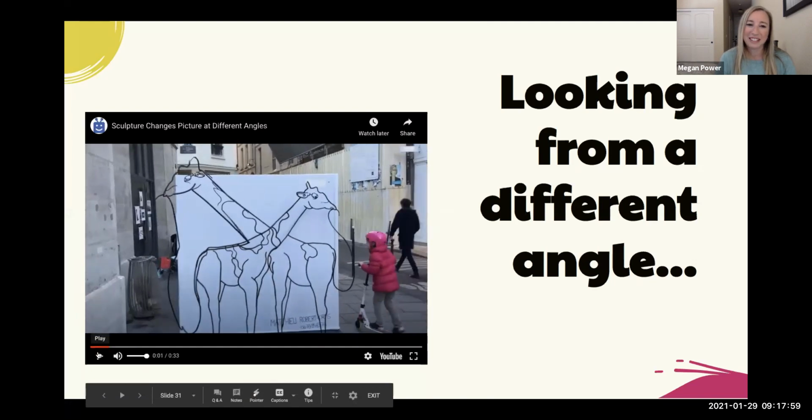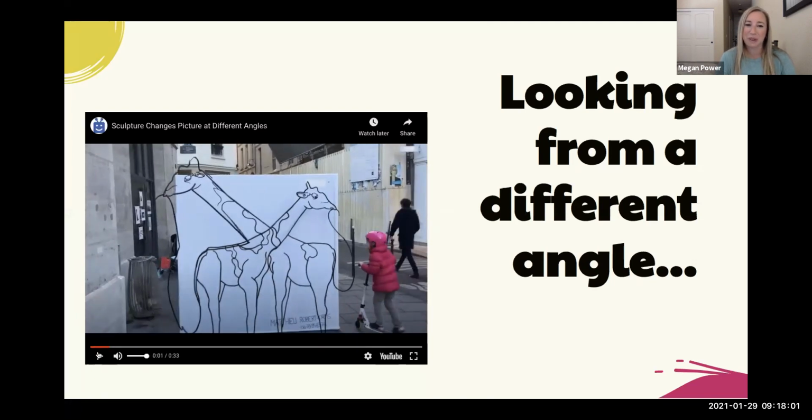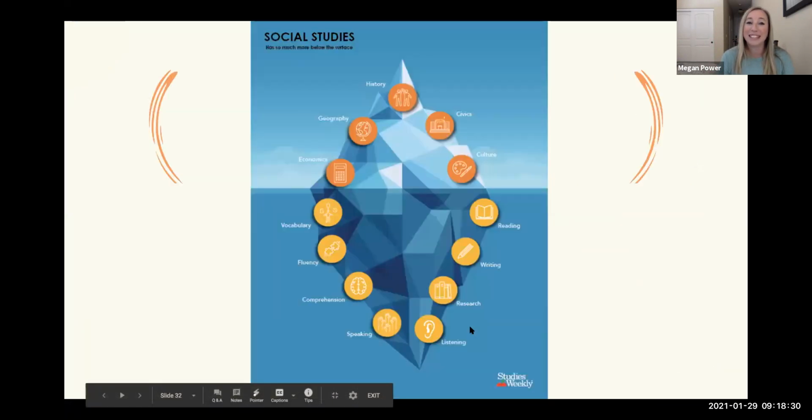So you notice it's the giraffes, right? You're looking at it from this perspective and you see the giraffes. And then as you shift and look at it from a different perspective, you see that elephant. So as you're integrating and looking at your curriculum and your content, it's really helpful to pause for a moment and start creatively looking at that from a bunch of different angles and find where these connections could be made. So keep that in mind as you're planning and working on integrating.